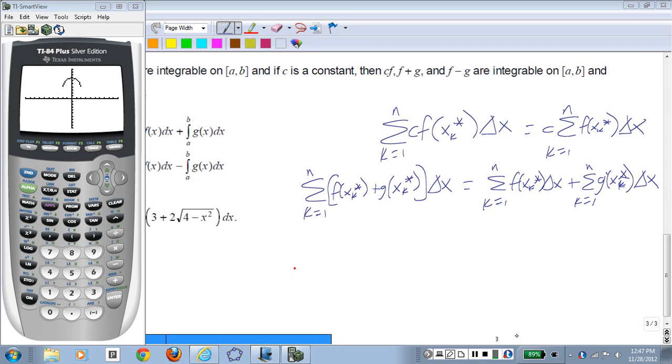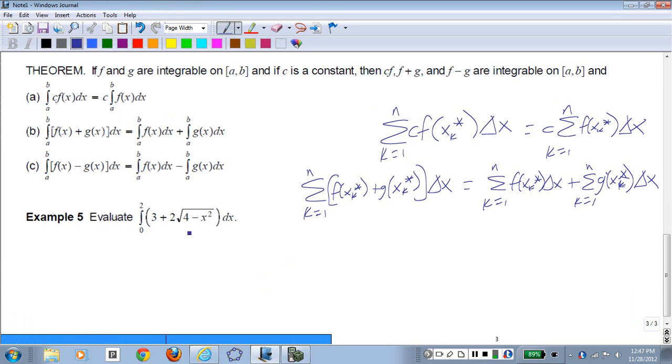what we do have is a way to rewrite this integral and break it up into smaller pieces and evaluate the little integrals, and for each of those little integrals, maybe there's a geometric figure whose area we do know how to calculate. So I would write this: the integral from 0 to 2 of 3 dx plus the integral from 0 to 2 of 2 times the square root of 4 minus x squared dx.